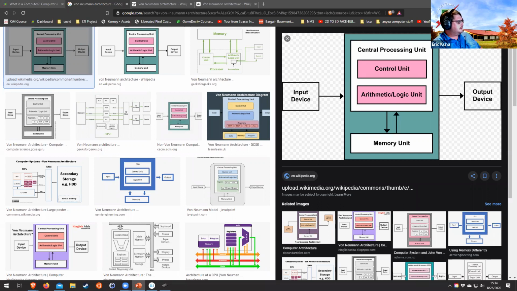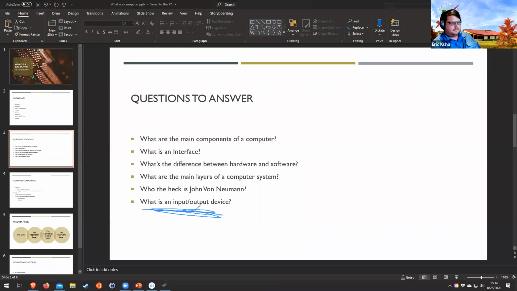Let me go back to the questions in the slides. So John von Neumann is the guy who came up with this architecture, and we'll talk a little bit about some other key historical figures in this whole thing. But for the most part, he's the guy that came up with the design philosophy of a modern computer. So, I/O devices. These are the things that we connect to a computer to make it do useful stuff, because a CPU and RAM is missing one really critical component: a way for you to interact with it, and a way to get anything out of it.